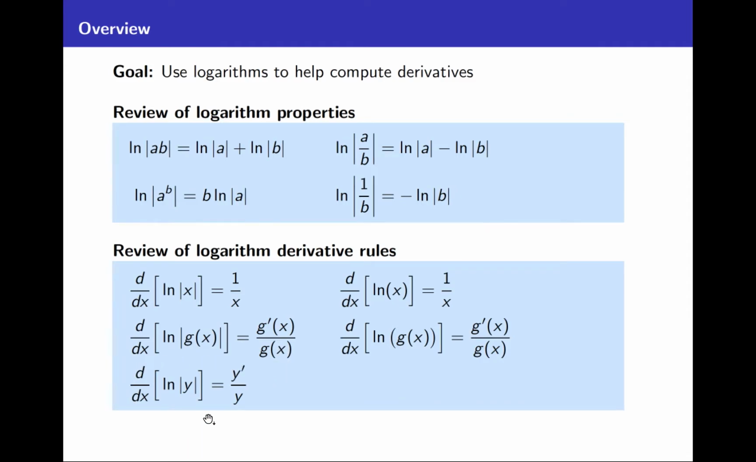But this form is going to pop up numerous times today, so I just want to call it to your attention. And of course, if this function y is always positive, or if you don't care about it being negative, if that's not a part of the problem, then you just write this as the derivative of ln of y equals y prime over y. But again, for the most part, we're going to use this rule that has the derivative of ln of the absolute value of y equals y prime over y.